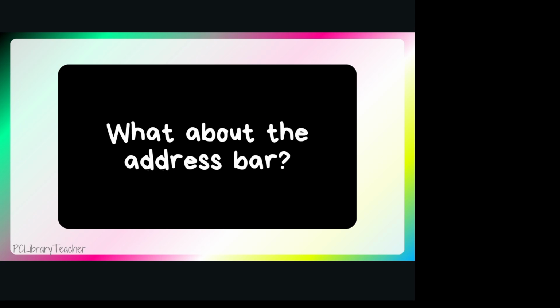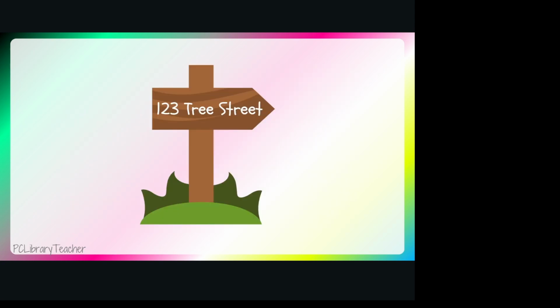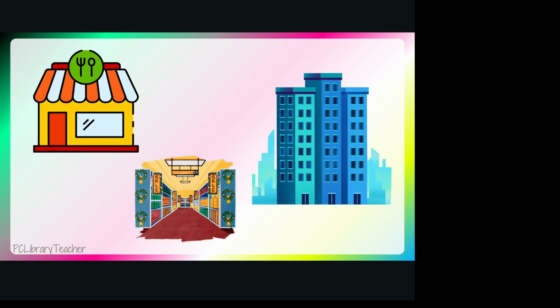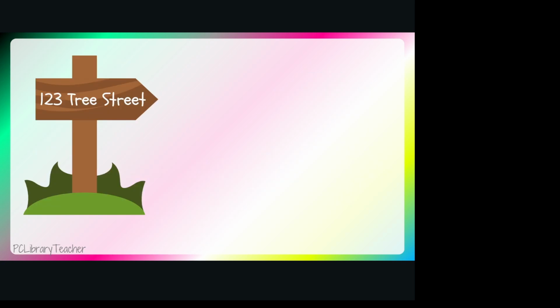What about the address bar? Let's start by talking about what an address is outside of a computer. An address is like a special name that helps people find the exact place they are looking for. Houses, apartments, and other buildings have addresses so that people can find them. People use maps and addresses to find the correct place when they travel somewhere new. In real life, addresses help people find places.